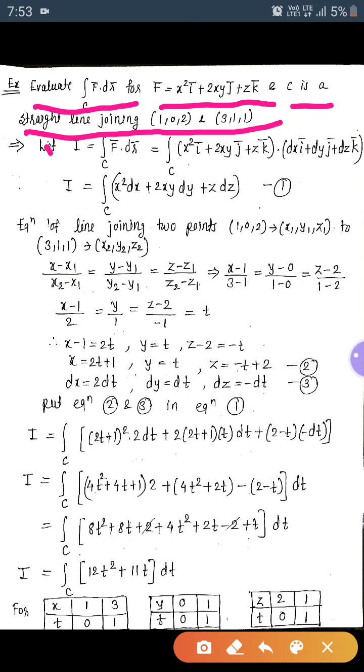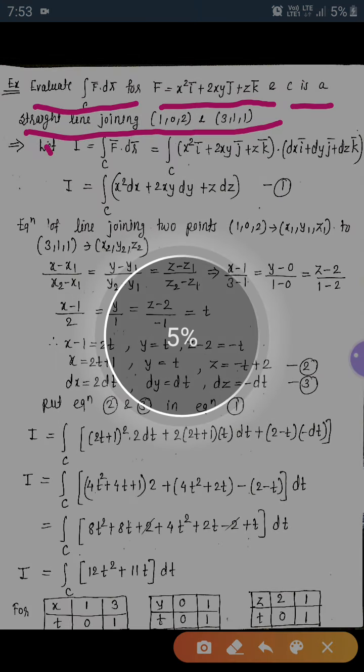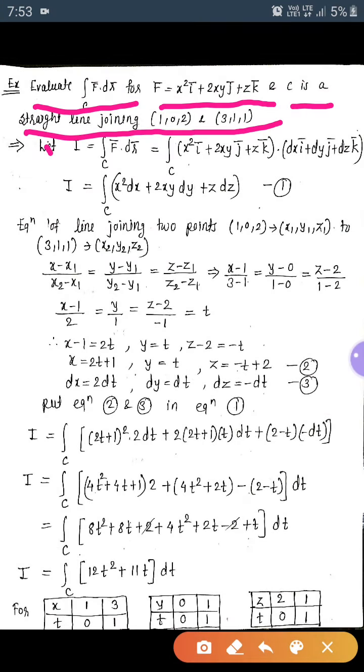102 and 311. So here I is equal to integral over C of F dot dr. Here F is x squared i plus 2xy j plus z k, and dr is dx i plus dy j plus dz k. So the dot product of these two vectors is x squared dx plus 2xy dy plus z dz.